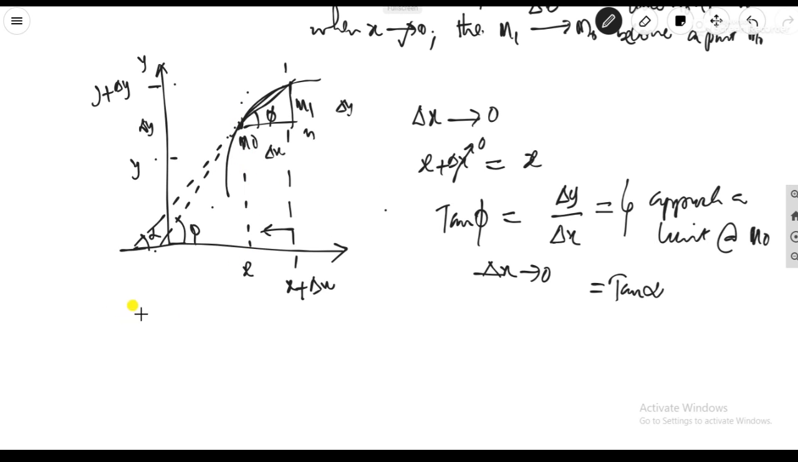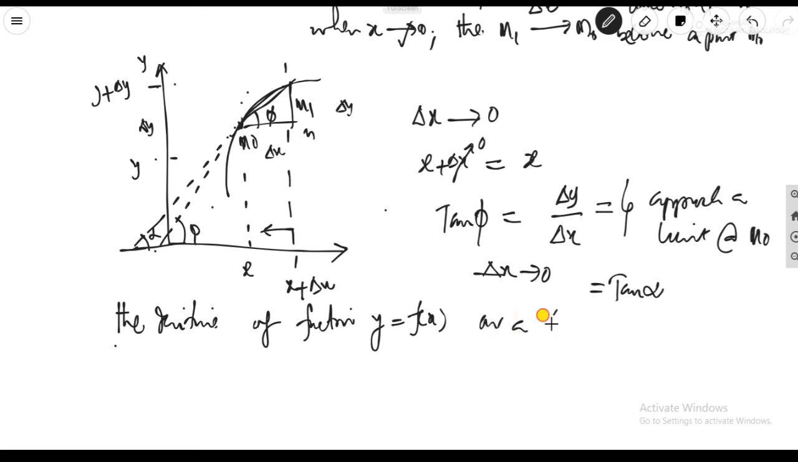So that means the derivative of the function y is equal to f of x on a curve approaches the tangent line at the point defined.